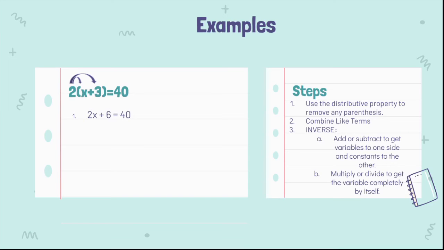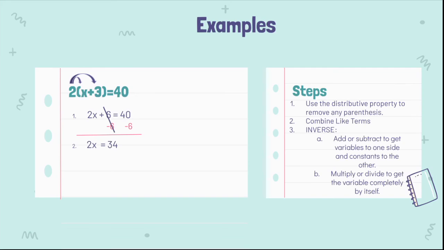Now we combine like terms if there are any. Are there like terms here? No. Now we begin to do the inverse. So what operations do we have here? Well, 2 is being multiplied by x and 6 is being added to 2x. So we have multiplication and addition. And on our steps, we do addition or subtraction before multiplication or division. So the opposite of addition is subtraction. So now we do minus 6, and plus 6 and minus 6 cancel out. And that leaves us with 2x = 34.